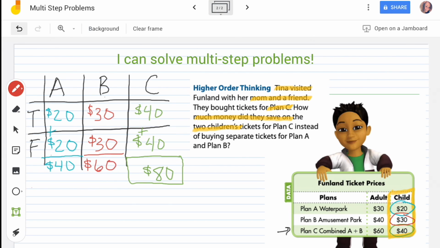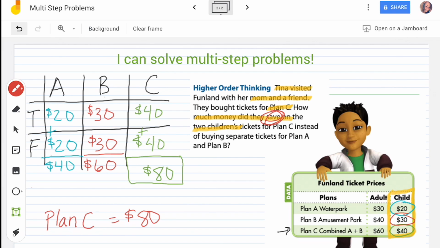Very good, $60. So let's go back to our question now that we know how much the tickets cost under each plan. How much money did they save? That's going to be a key word. How much money did they save on the two children's tickets for Plan C instead of buying separate tickets for Plan A and B? Okay, well, we know that Plan C cost $80.